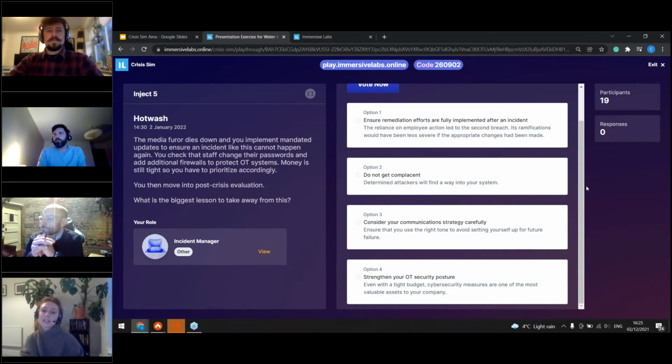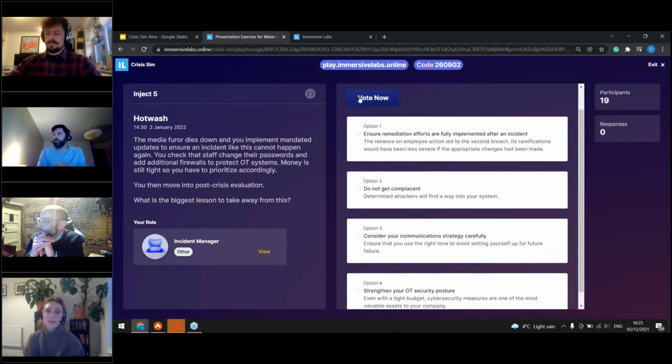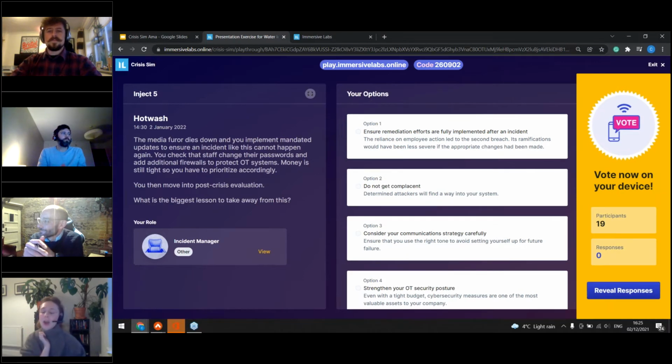Or do you want to take away the lesson that you should strengthen your OT security posture, and that even with a tight budget, cybersecurity measures are one of the most valuable assets to your company? I just want to point out that the question is the biggest lesson to take away from this, because obviously these all are very important. So I will open the voting, and whilst we vote, I'll just throw it over to Rob to talk about the value in this kind of question at the end of a scenario, or why we use a hot wash in a lot of our internal scenarios.